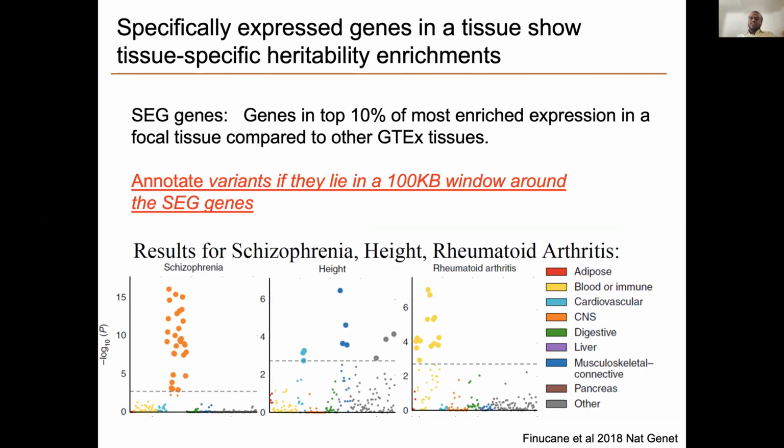Like for schizophrenia, this is from both the GTEx data and another data set that she looked at, where the CNS cell type and tissue-based SEG genes were very highly significant for the schizophrenia GWAS heritability enrichment, but that same thing was not the case for the other tissues. And the same thing was true for rheumatoid arthritis, where she observed signal for blood or immune, but not for many of the other tissues.